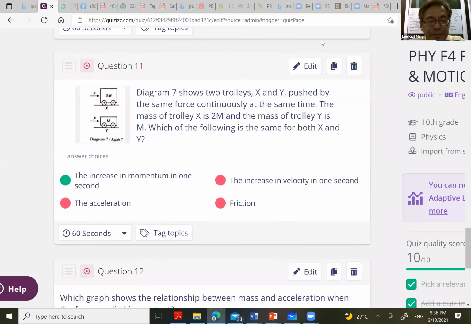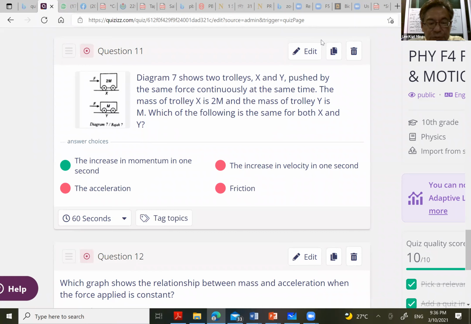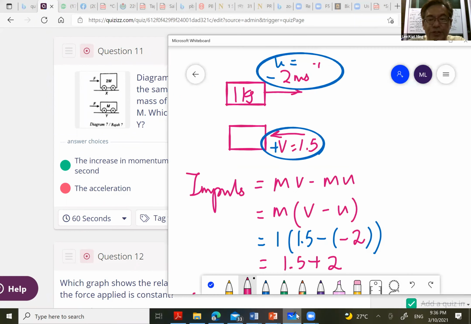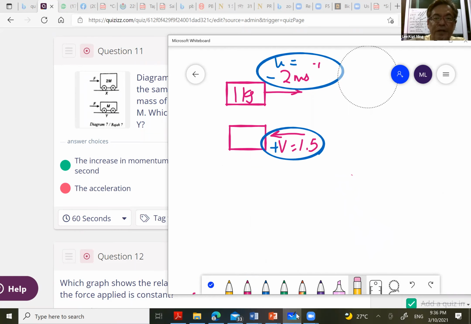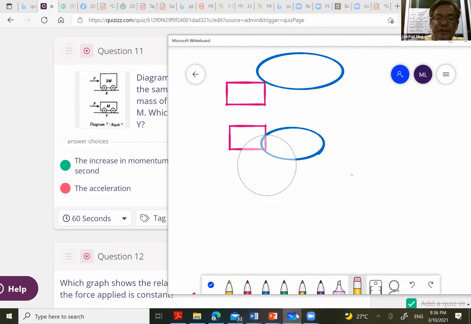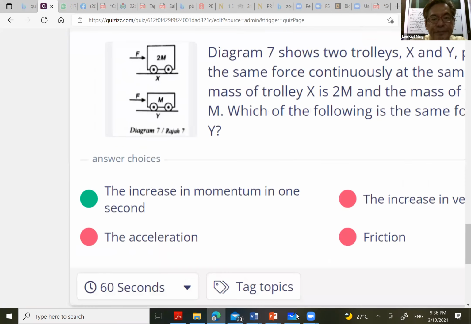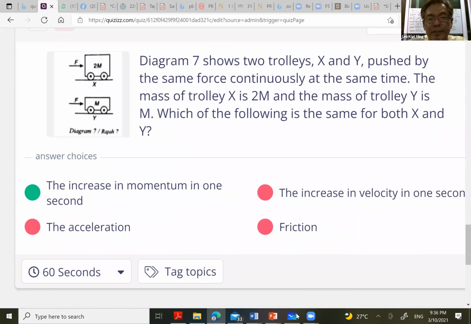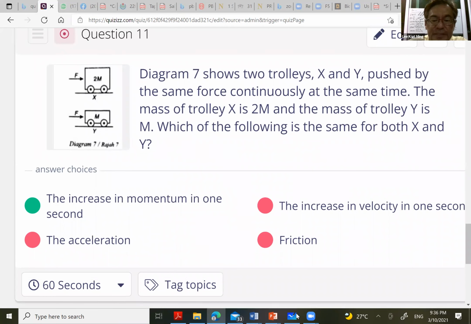And number 11 is almost similar to the earlier question. Let's erase. You are given two different masses, which you can see at the top there. Which of the following is the same for both? At the top is a mass of 2m, at the bottom is 1m, but they are being pushed by the same force continuously.